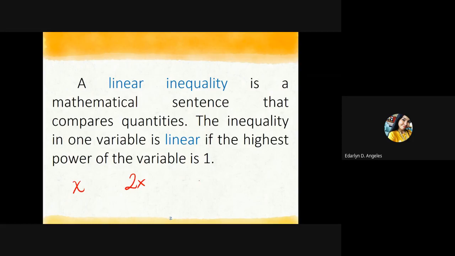Another example here would be 3x minus 5. Since we have here the numerical coefficient of the variable x, which is 3, still our highest power or exponent for the variable x is 1. Therefore, these examples are examples of linear inequalities.